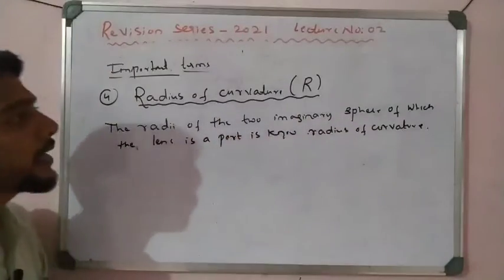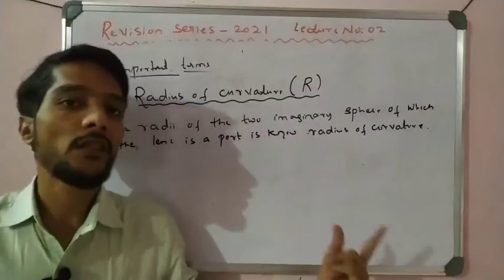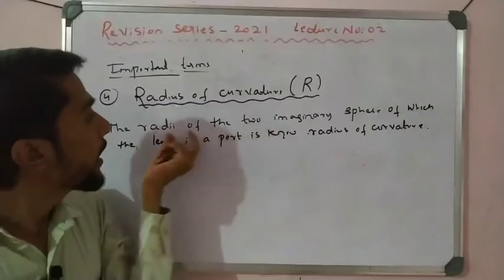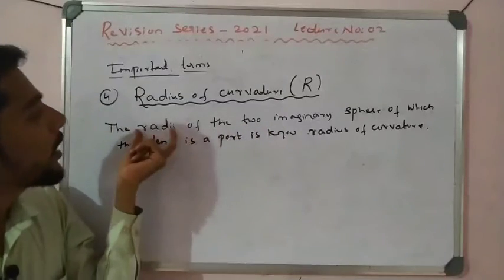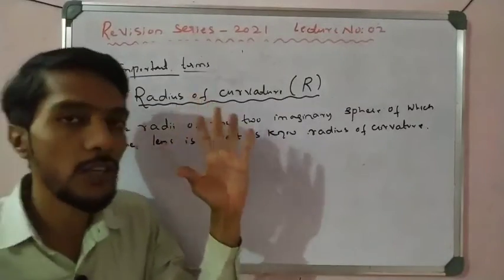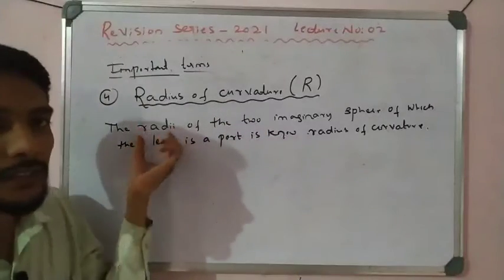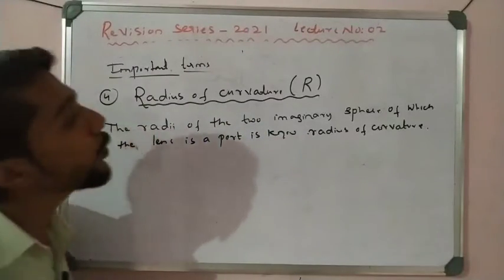See, a simple definition, center of curvature and radius of curvature. If you put here radii, it is radius of curvature. If you put here center, it is center of curvature. Okay, a simple sentence, the only difference is here. Okay, the radii of these two imaginary spheres.